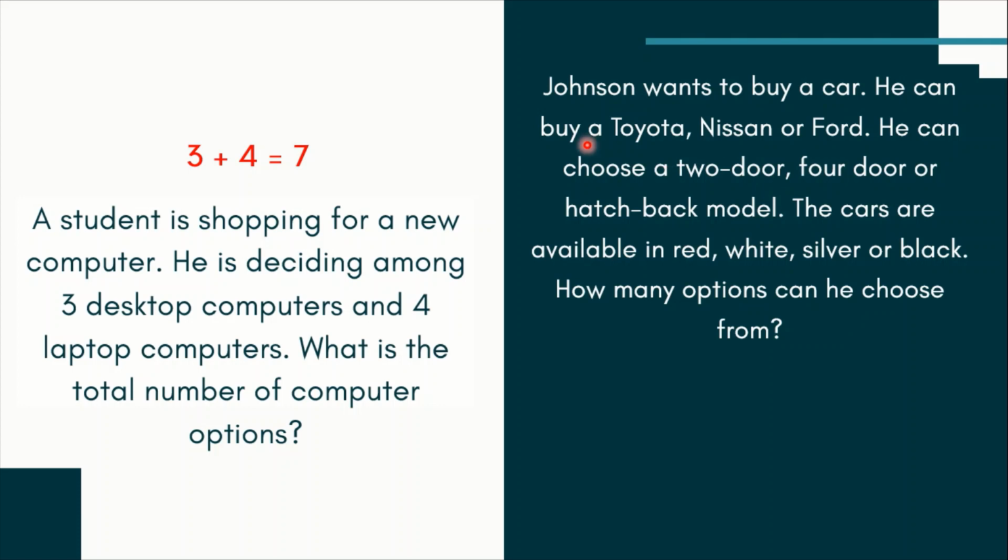So, sa unang activity, pagpili ng brand, meron tayong 3 options. So, we have 3. Then, pag second activity, pagpili ng model, we have 1, 2, 3. So, we have 3 options. And then, sa pagpili naman ng color, we have 1, 2, 3, and 4 options or 4 ways. So, we have here 4. So, multiply lang natin. 3 times 3 is 9. Times 4 is equal to 36. So, there are 36 options.